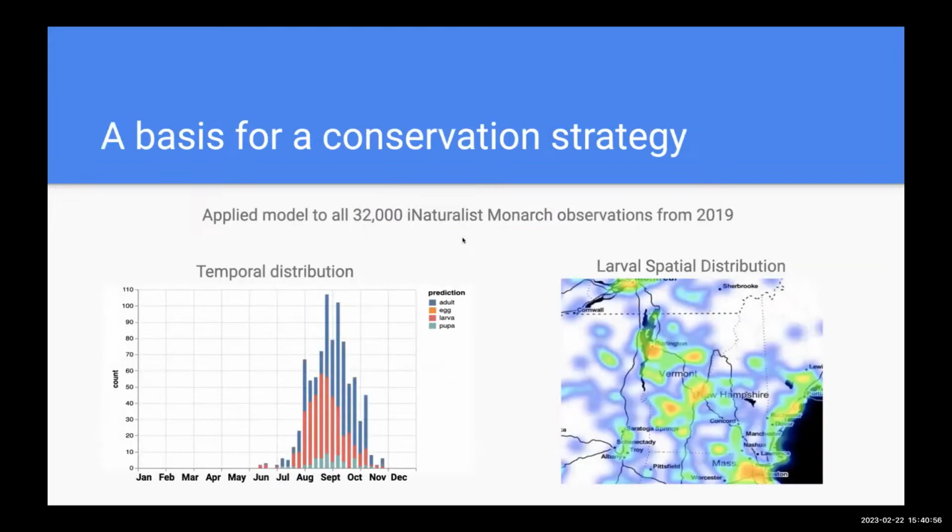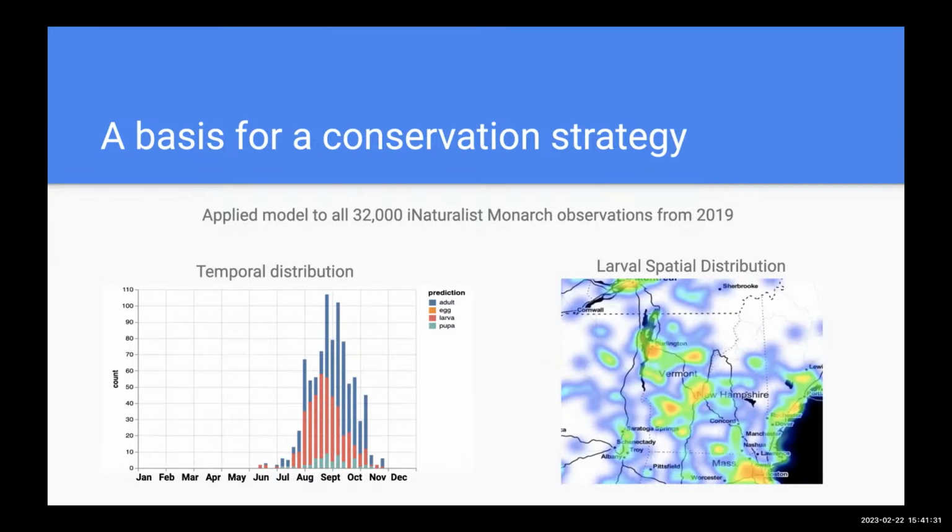I then went on to apply this model to all 32,000 observations from 2019. With this, you begin to answer the questions we need to develop a conservation approach: when are monarchs breeding, and where are they breeding? Just focusing on my neighborhood in northern New England, I plotted a temporal distribution of observations binned by life stage and week. I also created a heat map of larval spatial distribution.